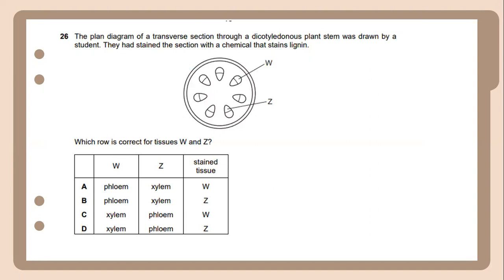So the plan diagram of the transverse section through a dicotyledonous plant stem was drawn by a student. They have stained the sections with a chemical that stained lignin. Which row is correct for tissue? W and Z. W is actually representing phloem, and Z is actually representing xylem, and the stained tissue would be Z.